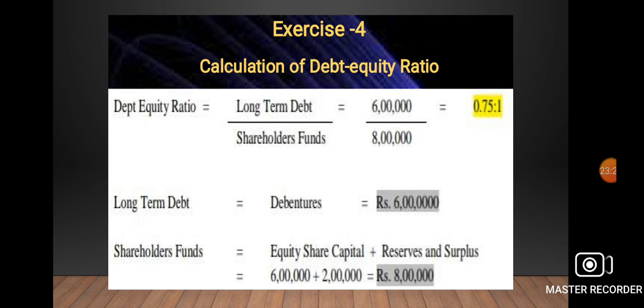So 0.75 divided by 1. If we convert it into a ratio, it is 0.75 is to 1, that is numerator is to denominator. This is the debt equity ratio.